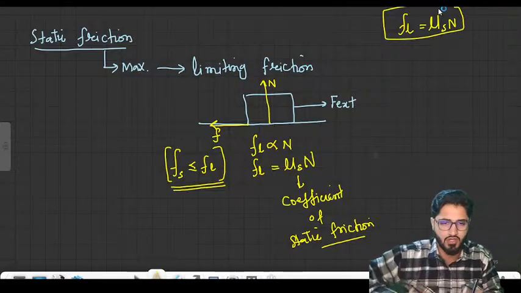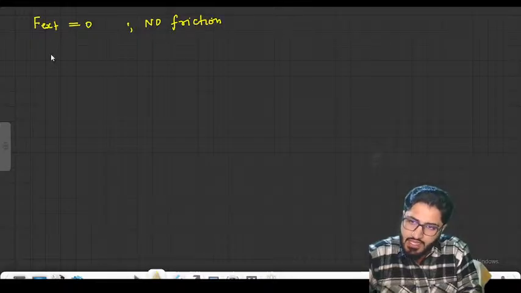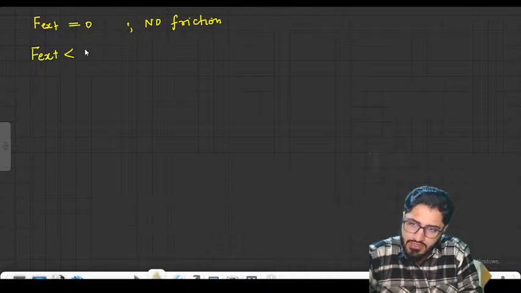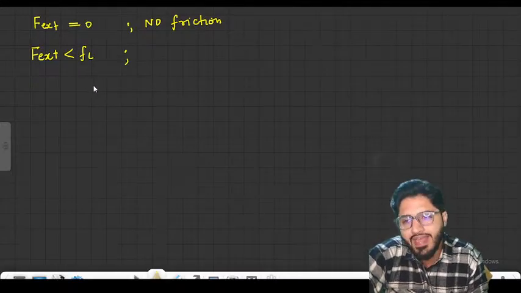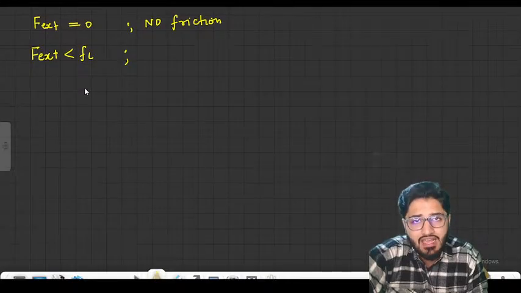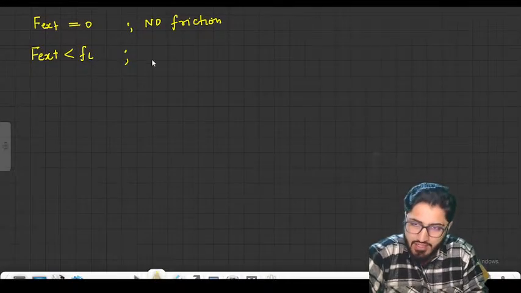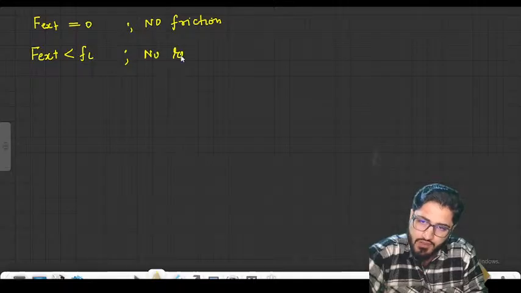Clear now? Okay, look now. Look beta. If the external force that you are applying is 0, that means there will be no friction. No force, no friction. If you are applying an external force but that force is less than my limiting friction, that means no relative motion.